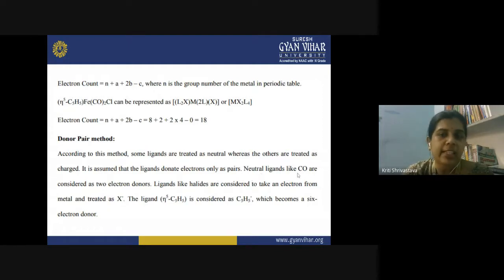So the neutral ligands like CO, the carbonyl, are considered as 2 electron donors, and the ligands like halide are considered to take an electron from the metal and are treated as X minus. So in the X minus, that minus charge is due to the one more electron that is coming from the metal to the ligand. That is how it gets the charge of -1, and the metal has the charge of +1, right? So you can consider the cyclopentadienyl ligand as C5H5 minus.